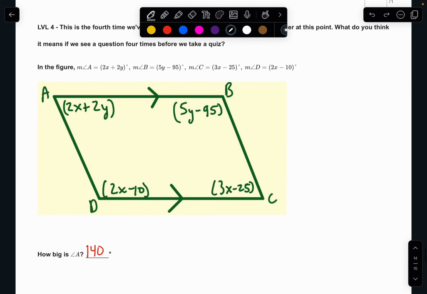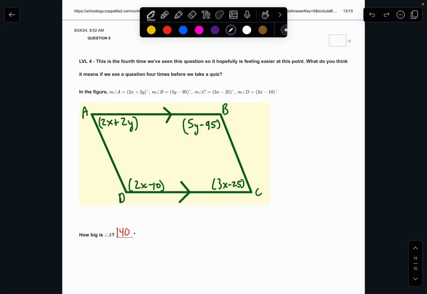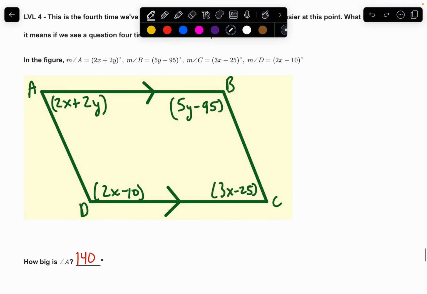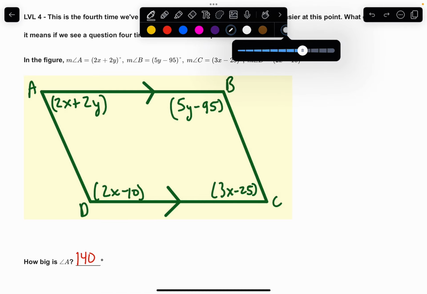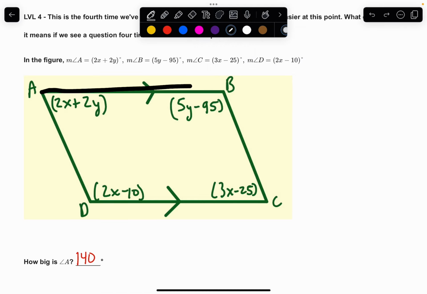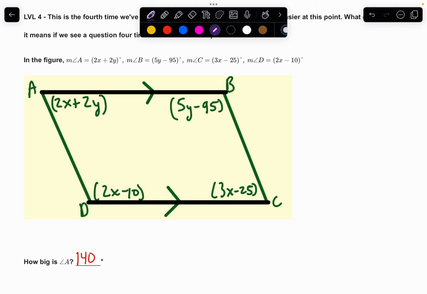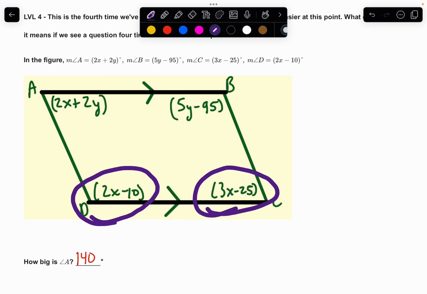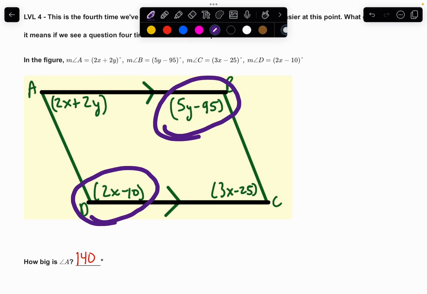All right, one more question. This is the 4th time we've seen this question where we have parallel lines and it makes a trapezoid. So we know that these two lines are parallel. That means we can go this direction. The number one mistake is people are going to tell me these two angles are adding up to 180, or they're going to tell me these two angles are equal.